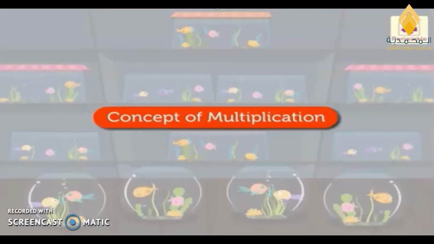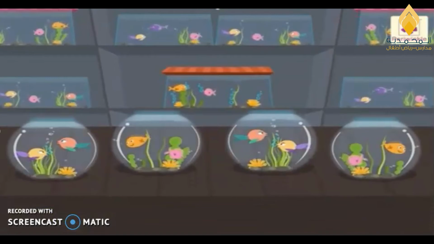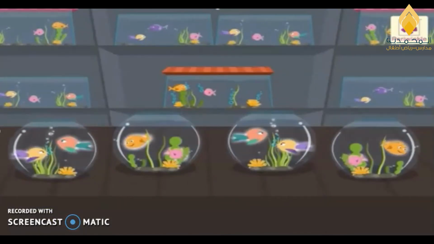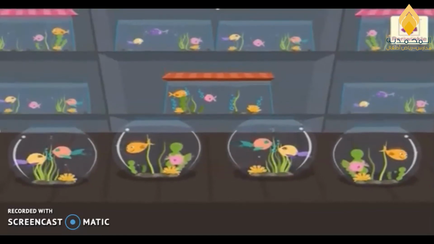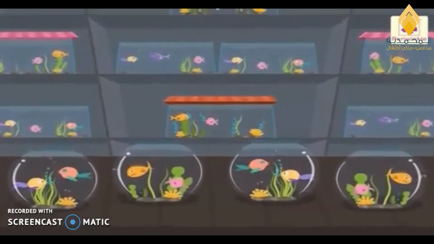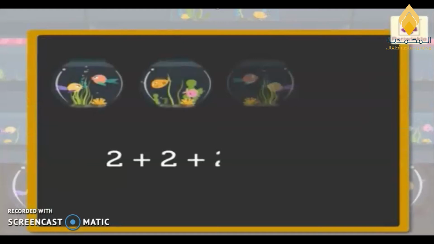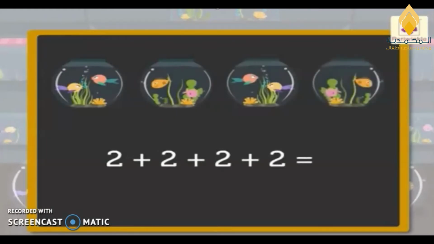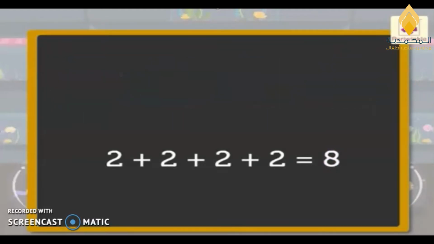Now, let's learn the concept of multiplication with the help of these little fish. Here we have 4 fish bowls, and inside each fish bowl, we have 2 fish. If we're gonna know the total number of fish, we should add the fish together, right? Which is 2 plus 2 plus 2 plus 2 is equal 8. So this is the repeated addition.